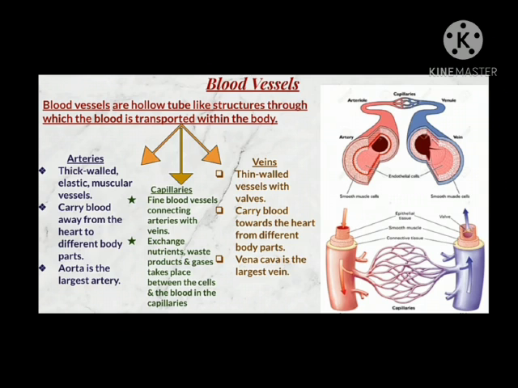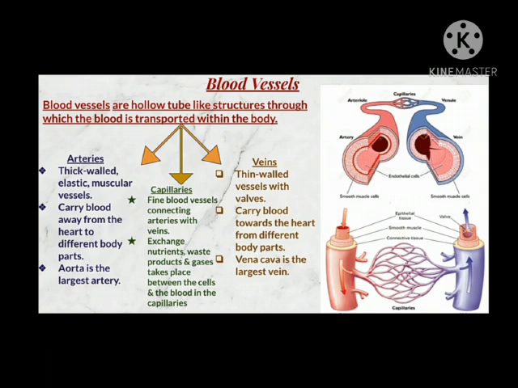And the pulmonary artery is the only artery which carries deoxygenated blood. Now come to veins. The veins are thin-walled vessels with valves, right, which prevent backward flow of blood. Veins carry blood towards the heart from different body parts, and the vena cava is the largest vein. Veins are shown with blue color because they carry deoxygenated blood. Only the pulmonary vein is the only vein which carries oxygenated blood.